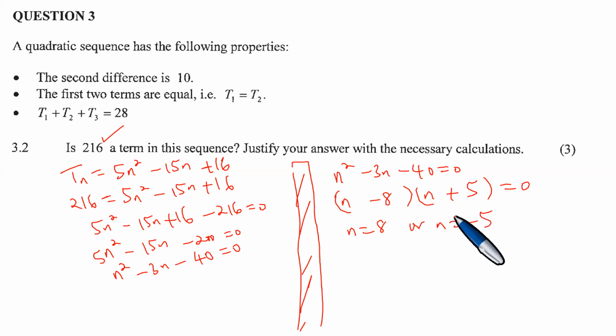And therefore, the number of terms cannot be negative. So the number of terms can only be 8 terms, not minus 5 terms. This is telling us that term number 8 is actually the 216th term. Term number 8 has the numerical value 216.